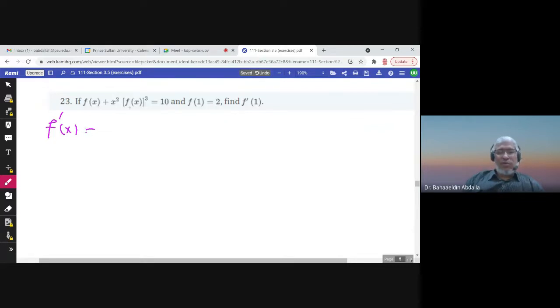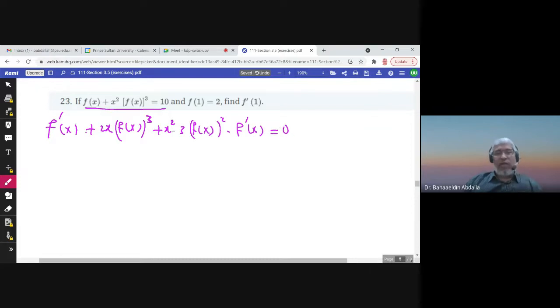Okay. So we need to find the derivative of this equation with respect to x. So the derivative of f is f prime of x plus. Now here I have a product. The derivative of x squared is 2x times f of x all to the power 3, plus x squared times the derivative of this, which is 3 times f of x all to the power 2 using the chain rule, times the derivative of the inner function, which is f prime of x, equals 0 because the derivative of 10 is 0.